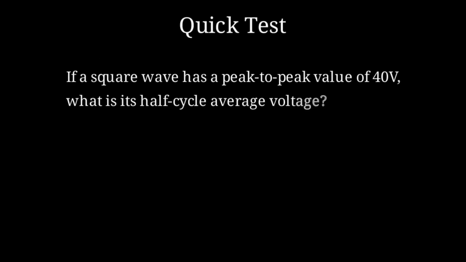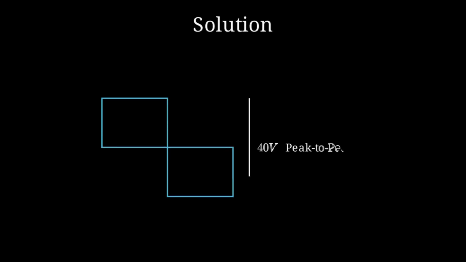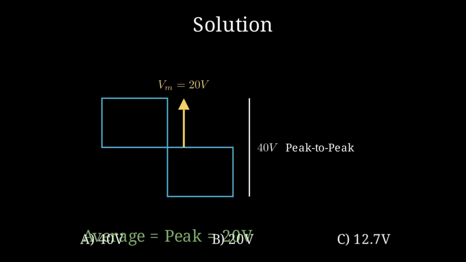Let's test your understanding. If a square wave has a peak-to-peak value of 40 volts, what is the average value of its positive half-cycle? Think about the relationship between peak-to-peak and peak values. The answer is 20 volts. Since the peak-to-peak is 40 V, the peak value from 0 is 20 V. Because it is a square wave, the average value for that half-cycle is identical to the peak value.